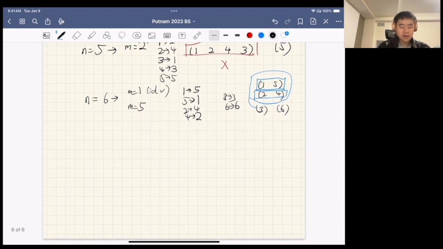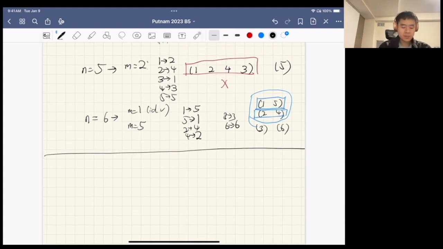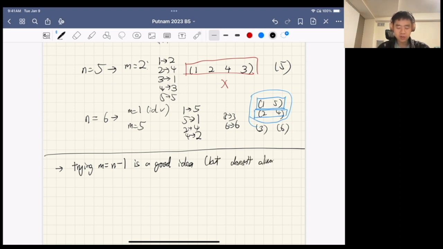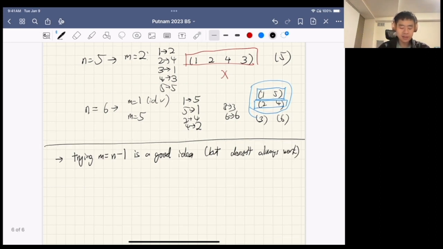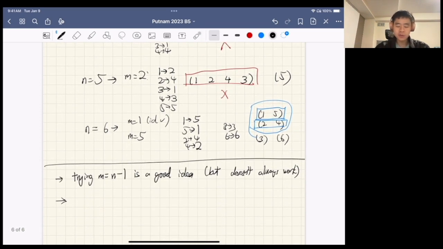Okay, now let us stop over here. So one thing that you can see is that, first of all, trying m equals n minus 1 is a good idea, but doesn't always work. Okay, and then the second thing is that for n equals 5, you see that we try m equals 2, and there is a reason.